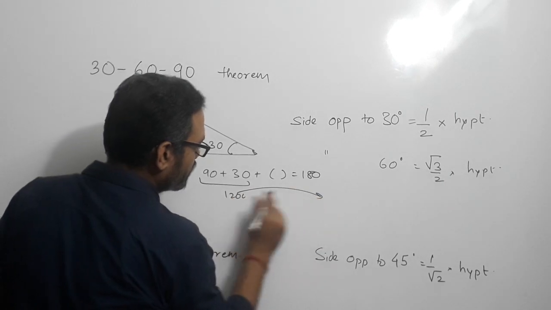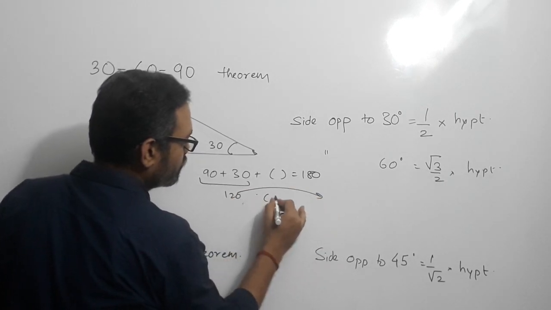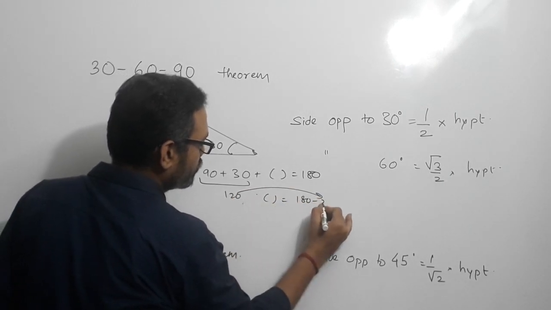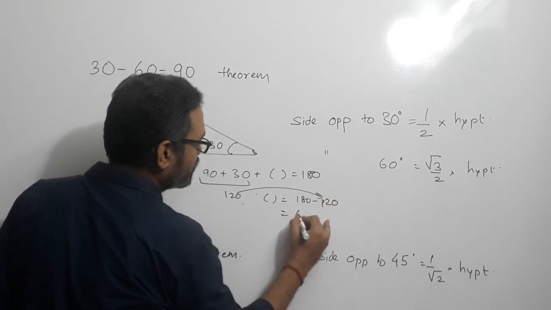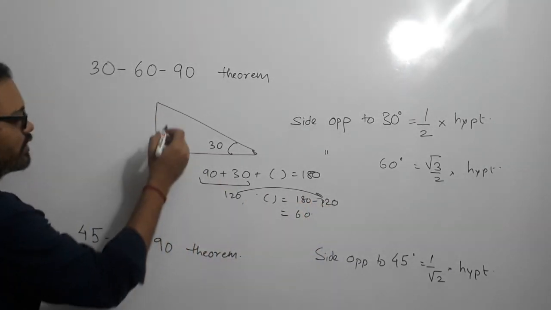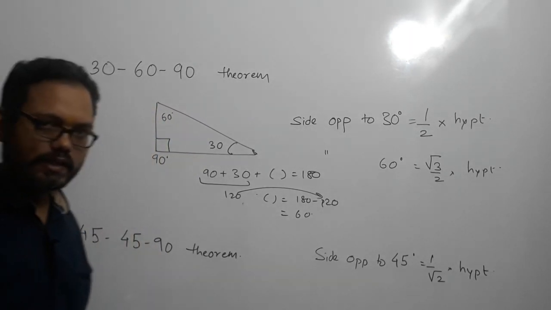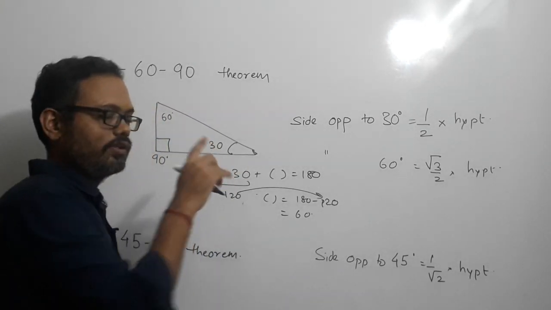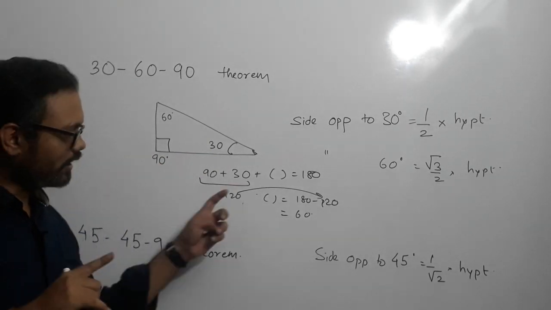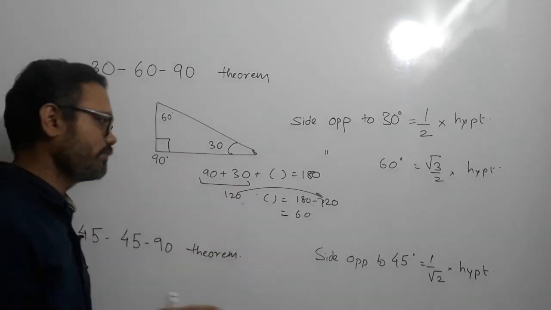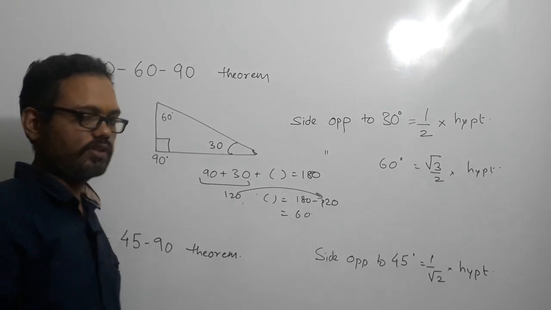This will go that side. So this becomes 180 minus 120, which is 60 degrees. So by default, this value becomes 60 degrees. So whenever in a right angle triangle one angle is 30, you need not calculate it this way. Always remember that the other angle has to be 60.